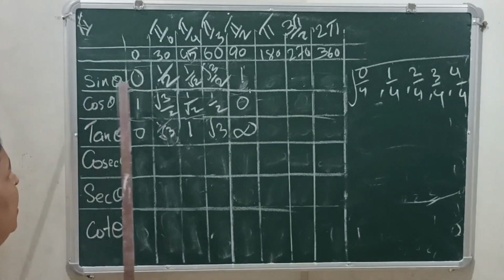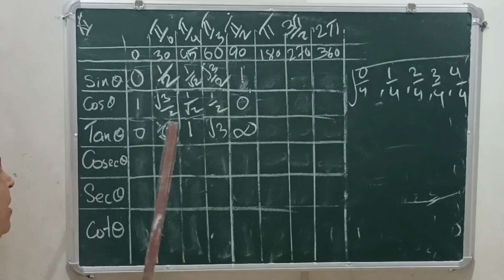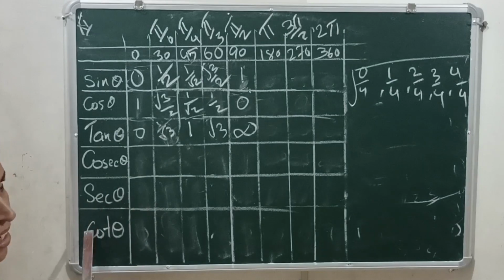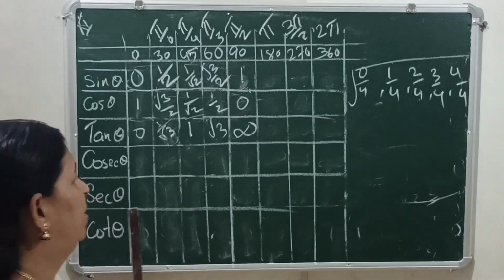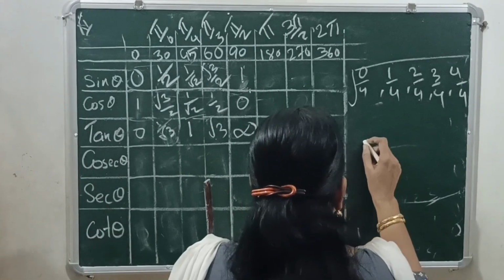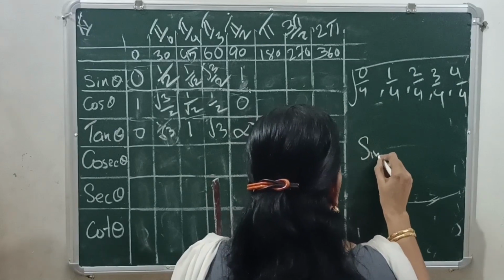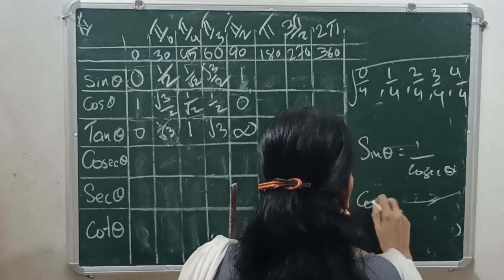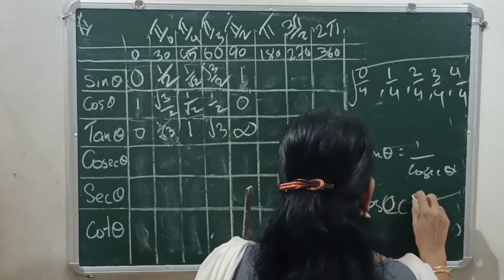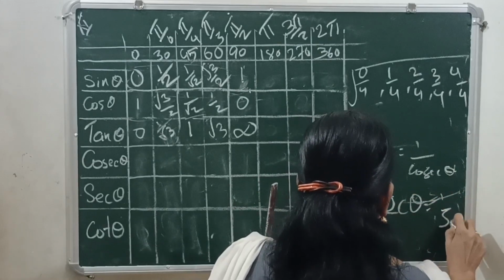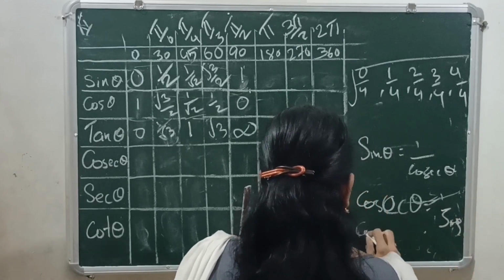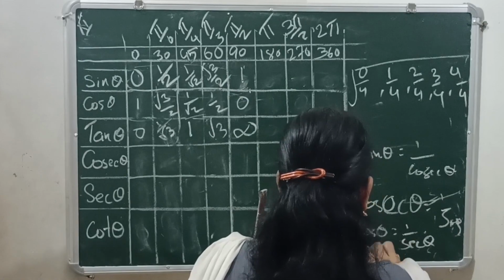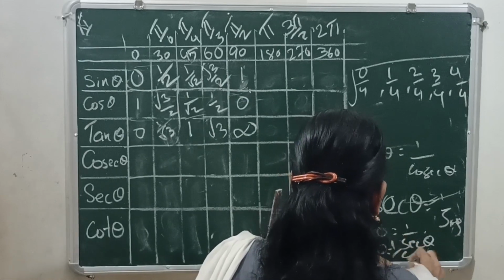Then we get sine, cos and tan. Then we can write cosec theta, sec theta and cot theta easily. We have the relation: sin theta equals 1 by cosec theta, or cosec theta is the reciprocal of sin theta. Cosec theta equals 1 by sin theta. Similarly, cos theta equals 1 by sec theta and sec theta equals 1 by cos theta.